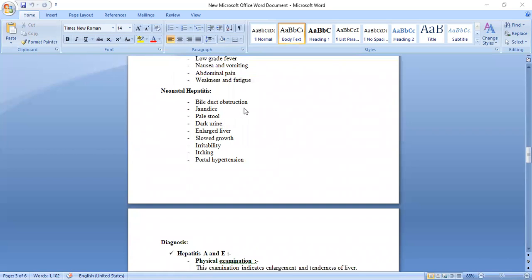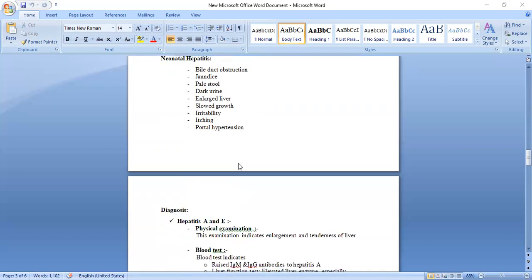Which are those? One, bile duct obstruction, so that the bile will not come from the liver to the gallbladder or to the small intestine. So there may be a problem due to obstruction. Jaundice, pale stool, dark urine, enlarged liver, so that the abdomen will become swollen, isn't it? Due to that, the liver is enlarged. Due to that, growth is slow, with irritability, itching, and maybe some portal hypertension.